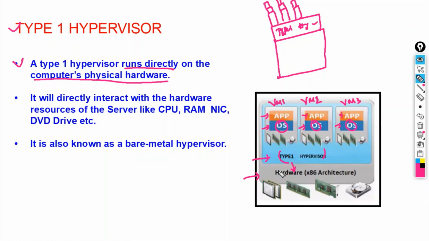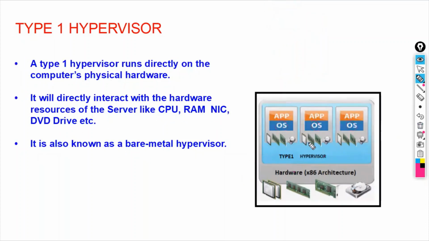So, type 1 hypervisor runs directly on the physical hardware, and it will directly interact with the hardware resources of the server like CPU, RAM, NIC, DVD drive. As you see, hardware servers have resources like CPU, RAM, NIC, and DVD drive. This hypervisor will directly interact with these resources, and it is also known as a bare metal hypervisor.